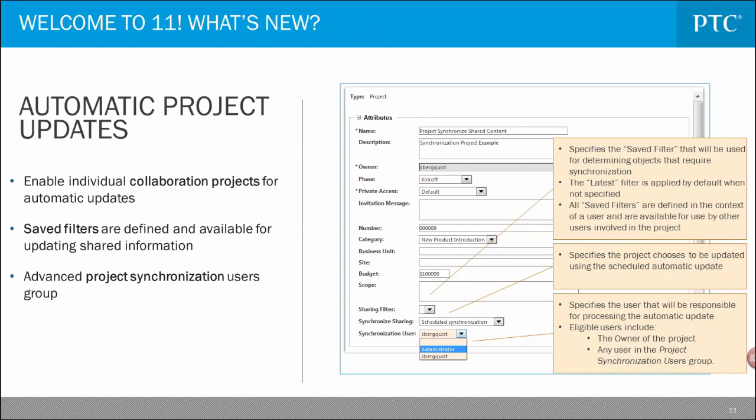Building on the enhancement we made to automatically update the content shared from a PDM context in Windchill 10.2 and 30, Windchill 11 now provides the capability to schedule the updates on an individual project basis. The start time can be configured via system property, as well as the user to perform the synchronization as, and a filter to use when syncing the objects that need to be updated.